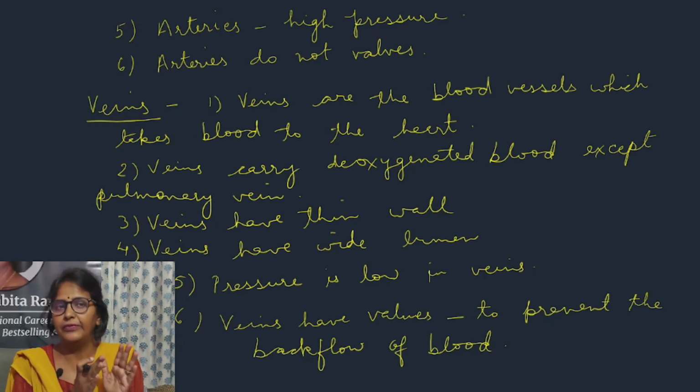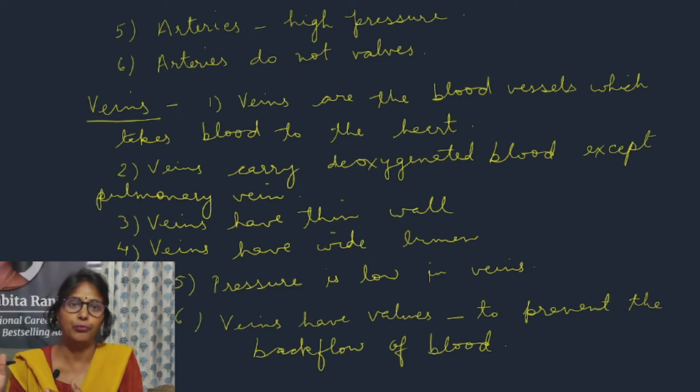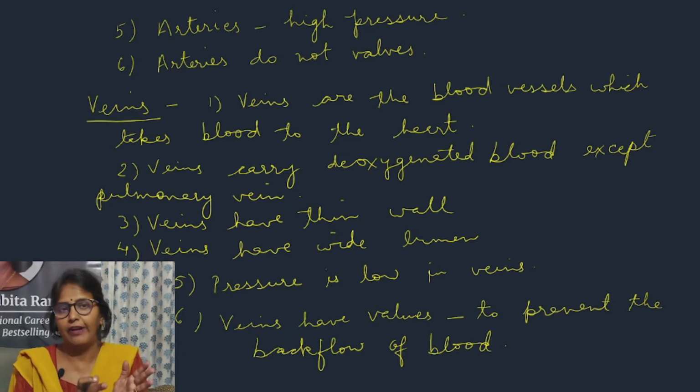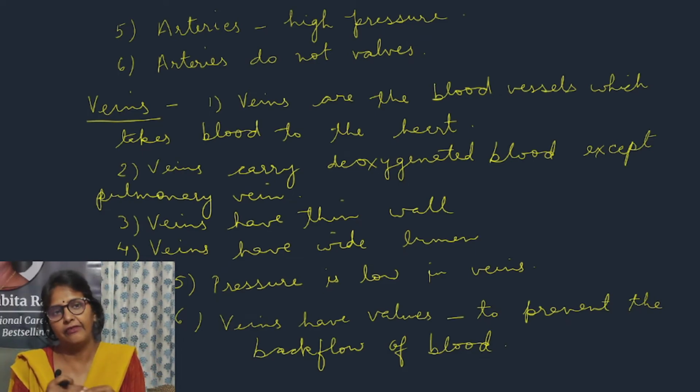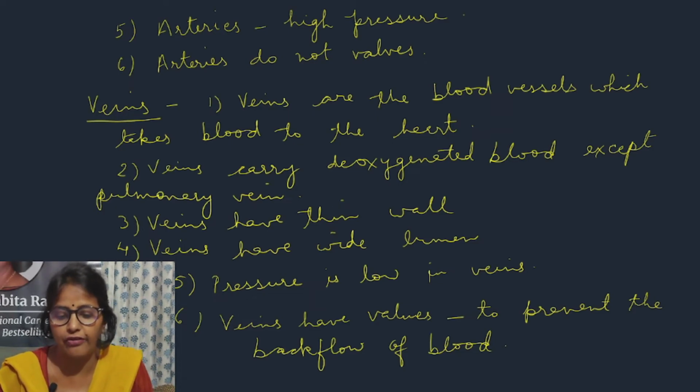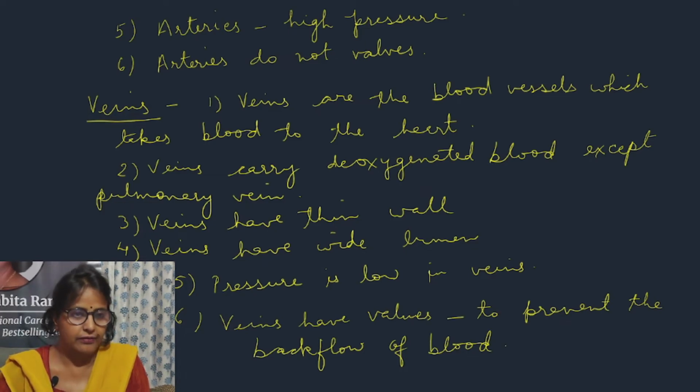Arteries have narrow lumen, veins have broad lumen or wide lumen. Pressure in arteries is high, pressure in veins is low. Veins have valves whereas arteries do not have valves. What is the function of valves? It prevents the backflow of blood.